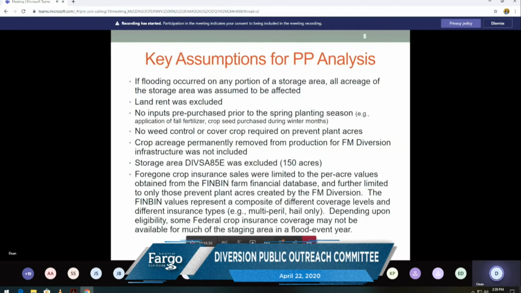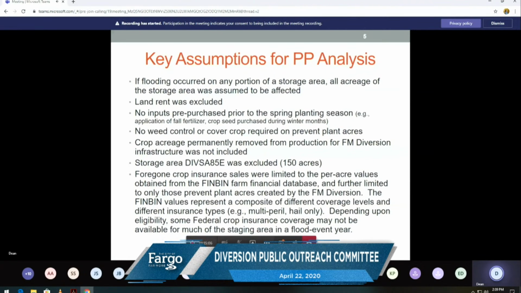So this slide looks busy. Basically all it is is to simplify the analysis and eliminate a lot of the tweaking that would go with this or that type of adjustment. Essentially, if any part of the staging area is flooded, we're assuming it's all flooded. We didn't include land rent in this analysis. We figured that is something that would be uniquely negotiated between tenants and landowners.